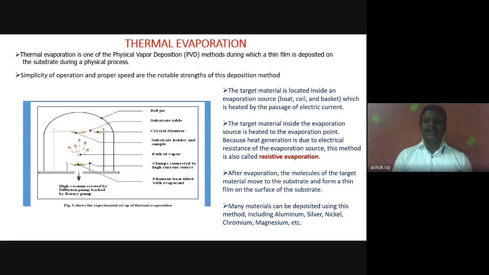After the evaporation, the molecules of the target material move to the substrate and form a thin film on the surface of the substrate. So using the thermal evaporation method, we can deposit aluminum, silver, nickel, chromium, magnesium, etc.